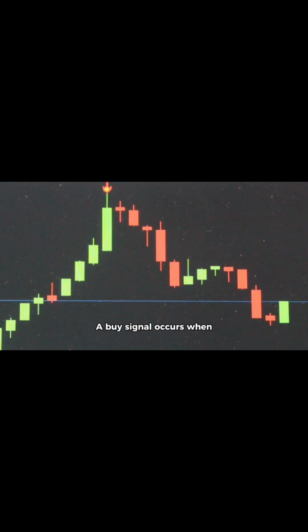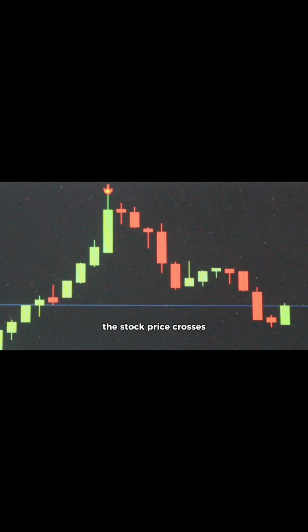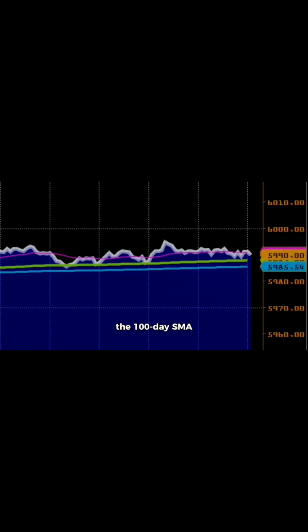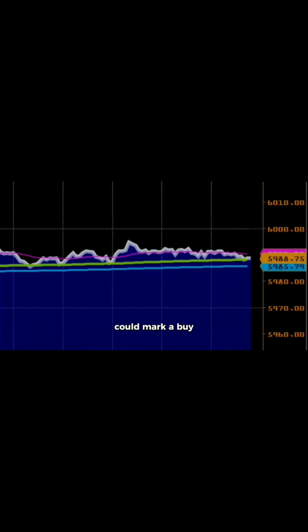5. Price crossovers. This strategy involves a moving average (MA) and the actual stock price. A buy signal occurs when the stock price crosses above the MA, and a sell signal occurs when the stock price crosses below. Example 3: the stock price crossing above the 100-day SMA could mark a buy signal.